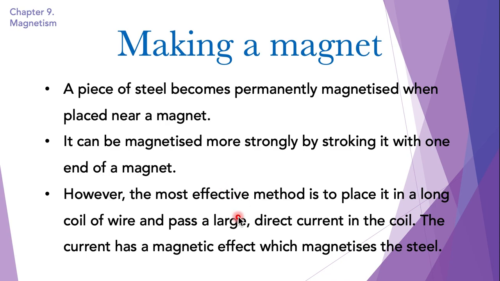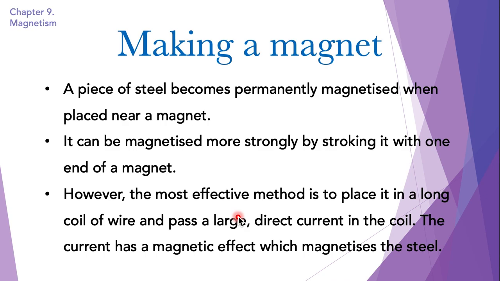The first method is to place the steel bar near a magnet. The second method is by stroking it with one end of a magnet. Only one end, we don't have to put another end. The last method, which is the most effective method, is to place it in a long coil of wire and pass a large direct current in the coil. So the current has a magnetic effect which magnetizes the steel. So this is how we make magnets.